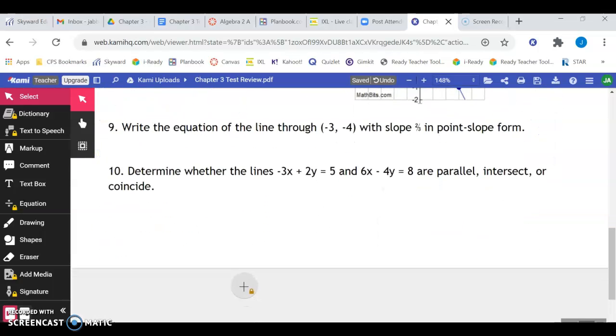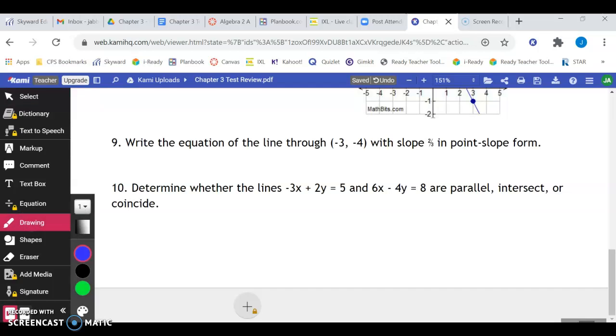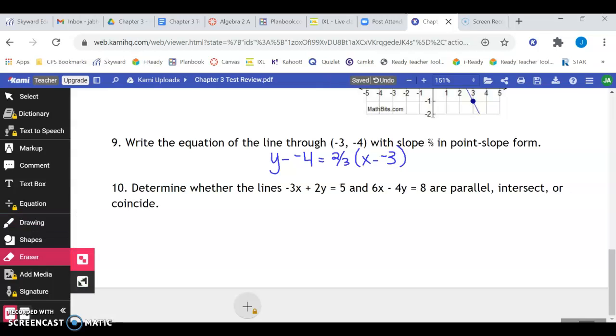All right, number 9 says write the equation through negative 3, negative 4 with the slope of 2/3 in point slope form. So remember, we have to do y minus our y, which was negative 4, equals our slope times x minus our x value, which is negative 3. So now I need to go in and clean that up a little bit. Minus a negative is going to be a plus in both situations. And then we have our point slope form.